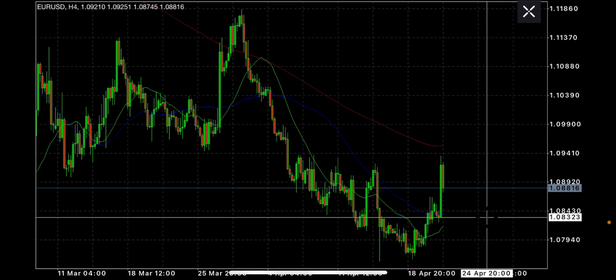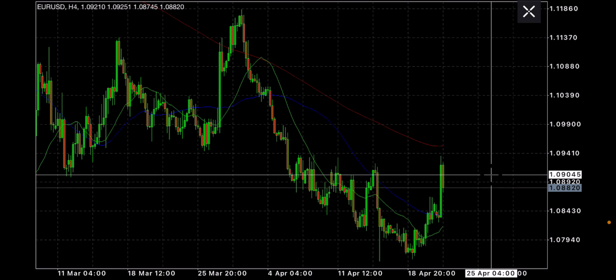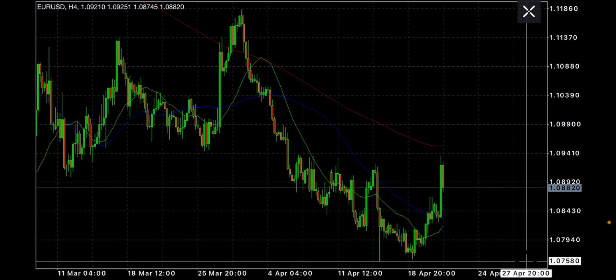But if we start to see any type of negative news come out, more negative news than positive news concerning the euro, or if we start to see that the war between Russia and Ukraine is intensifying, then we're going to start to see a range out from here and a continuation towards the short side.